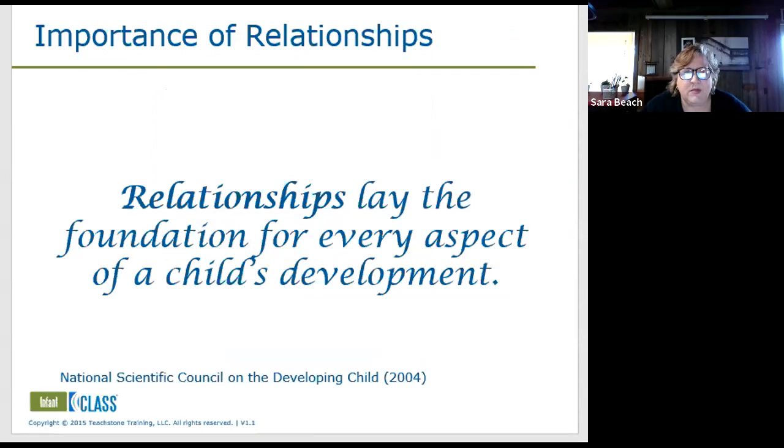This is an important thing that you can't hear enough. I'm sure you heard this many, many times. Let's just center ourselves on this truth that relationships lay the foundation for every aspect of a child's development. So when we think about a child's development, especially at this young of an age, there's nothing developmentally that doesn't depend upon us, right? That doesn't depend upon the teacher caregiver and the parent relationships.